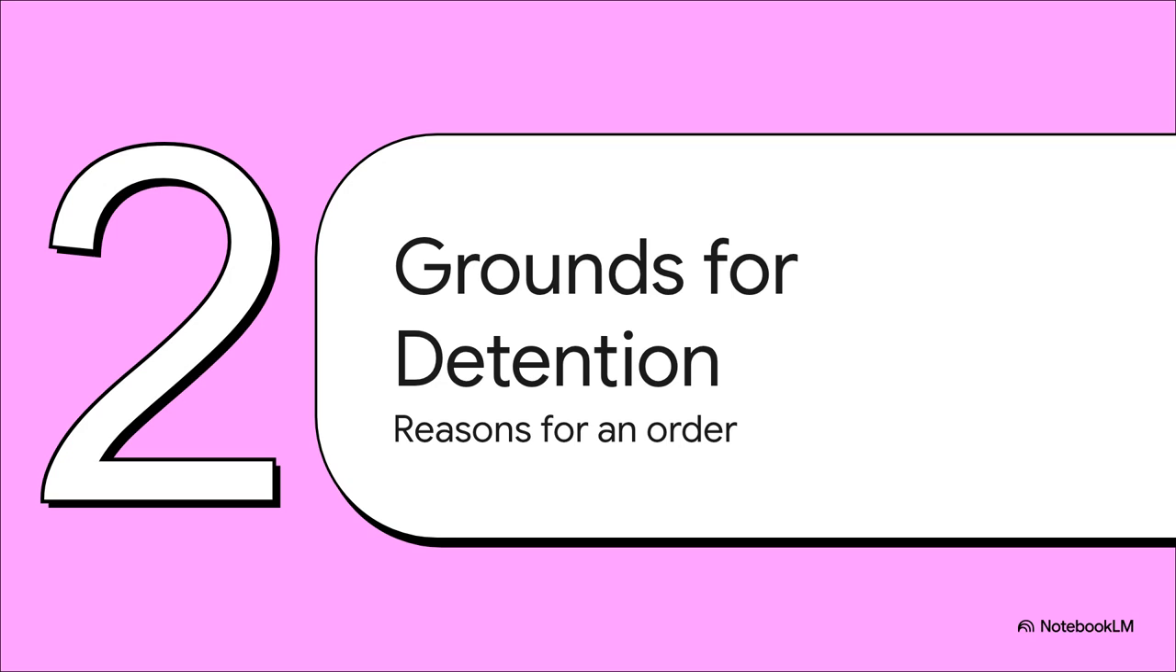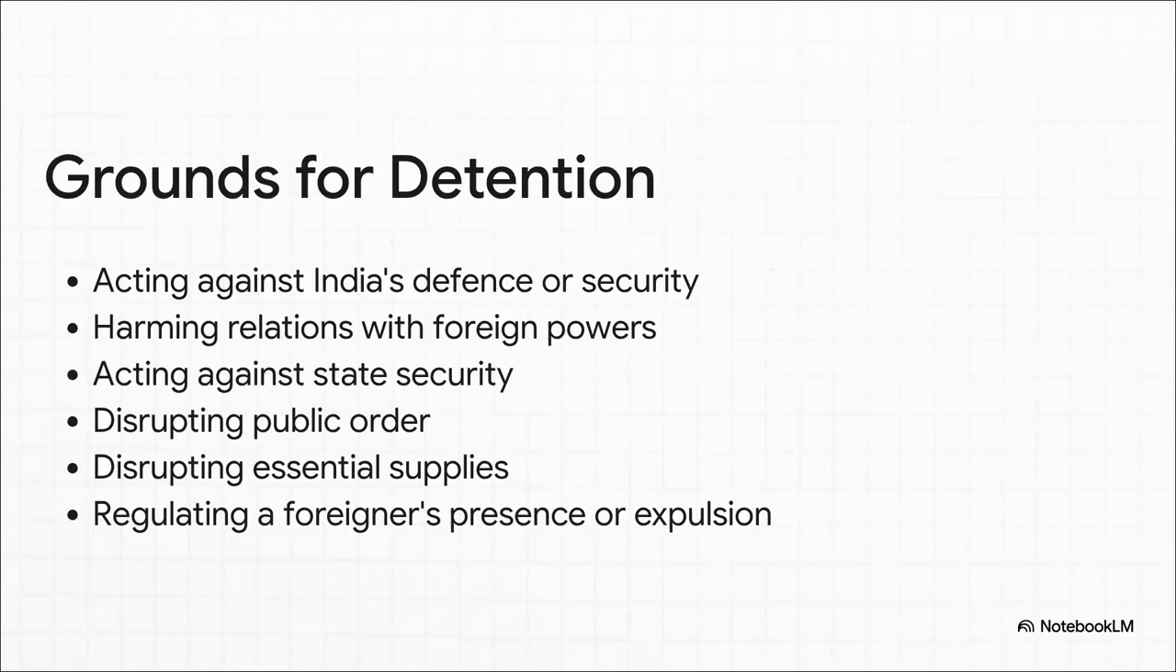Well, the law is actually very specific about the reasons or grounds for detention. The grounds are all laid out right there in Section 3 of the Act, and you can see they cover a really wide spectrum. It goes from huge national-level threats, like actions against the defense of India, all the way down to internal issues, like disrupting public order or cutting off essential services. And there are also specific provisions in there for foreigners.